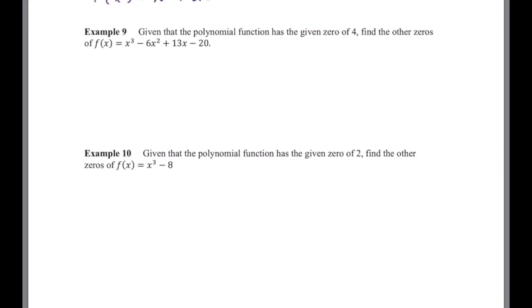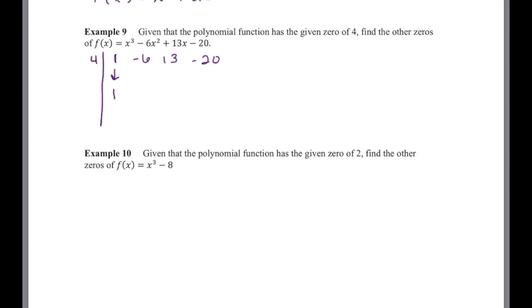Okay. It says, given that the polynomial function has a given zero of 4, what are the other zeros of the polynomial? I know that a zero is 4, so I'm going to find a reduced polynomial. Again, we're going to use synthetic division. I see it's written in descending order and there are no missing pieces. So I'll bring my coefficients 1, negative 6, 13, and negative 20.